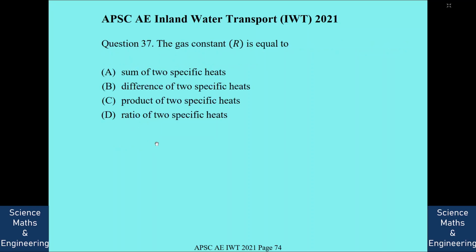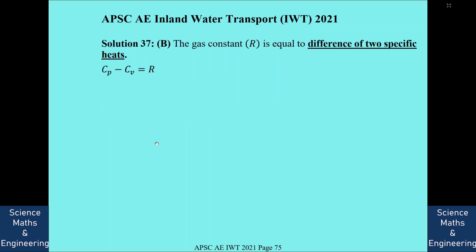The gas constant R is equal to A, sum of two specific heats, B, difference of two specific heats, C, product of two specific heats, or D, ratio of two specific heats. So the answer is, the gas constant R is equal to the difference of two specific heats, that is R is equal to Cp minus Cv. Next.